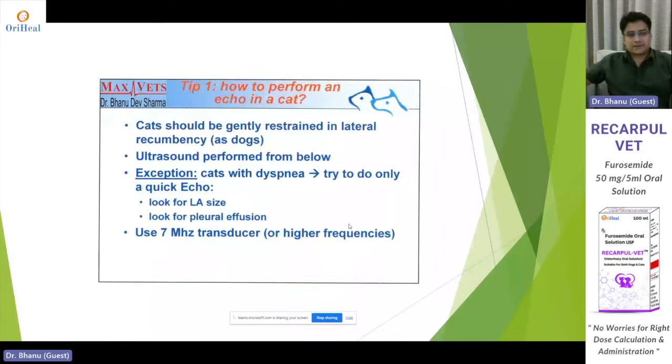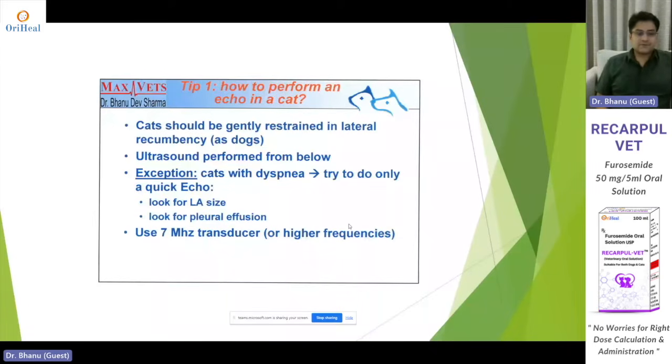Echocardiography in a cat, well, you have to use a 7 megahertz transducer. Cats which are dyspneic, which come to us with open mouth breathing and severe respiratory distress, you have to do a very quick echo, because if you spend a lot of time, the cat may just die on the table. So you have to just try to do a very quick subjective echocardiography. You have to look for the left atrium size, you have to look quickly for the effusions, and then you communicate the same to the owner.